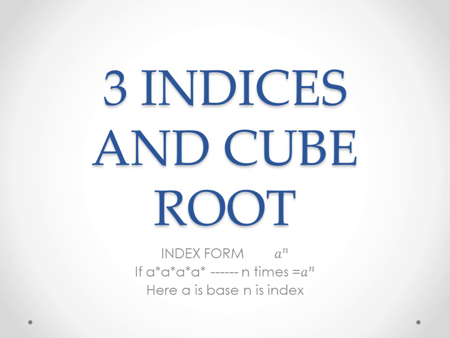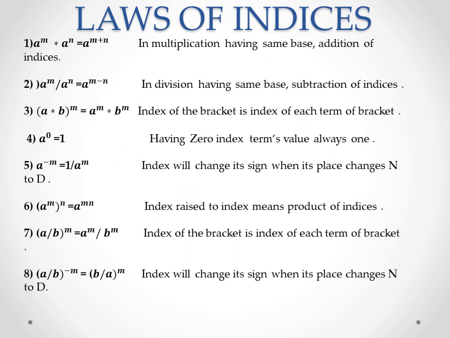Our third lesson, indices. Here, what is the meaning of index form? Last year, you studied that. What is it? a raised to n. What is the meaning of a raised to n? a multiplied by a multiplied by a multiplied by a, n times. Then we will write it as a raised to n. Now, the laws of indices you also saw last year, in the 7th standard.